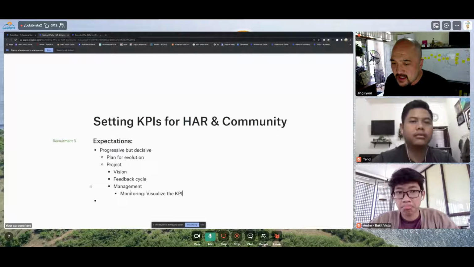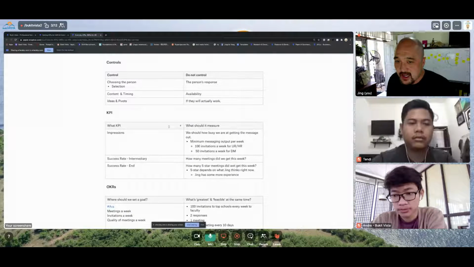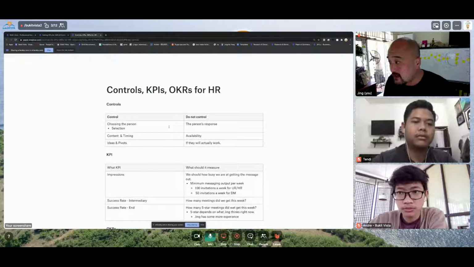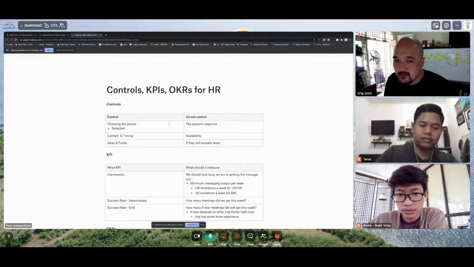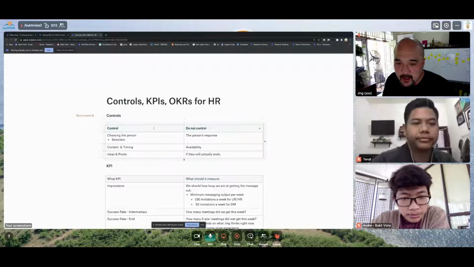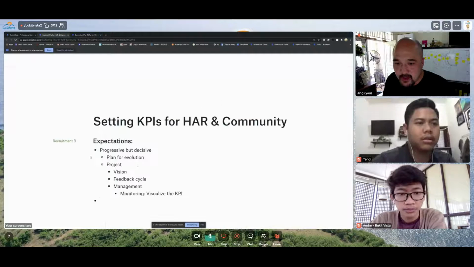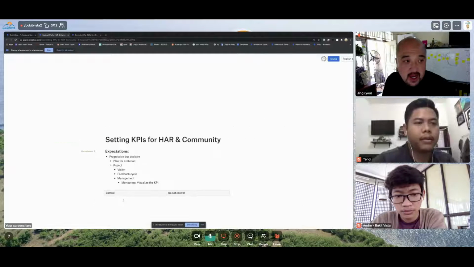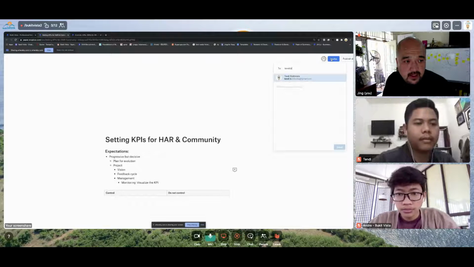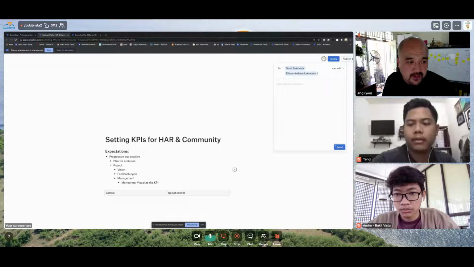All right, next is how we're going to begin. The way we begin is through this cycle. This is a board, and it's a matrix for how we discover KPIs, controls, KPIs, and OKRs for HR. Okay, so I'll bring you guys through this process. I'm going to copy this over to this page right here, and I'm going to share this page with both of you gentlemen. So Tendi, Bukit Vista, and Andre, Bukit Vista. Okay, all right, cool. So you both have access to it.